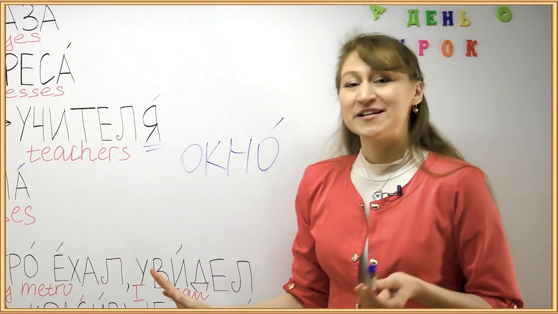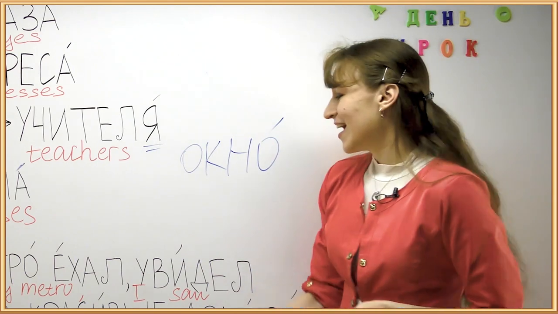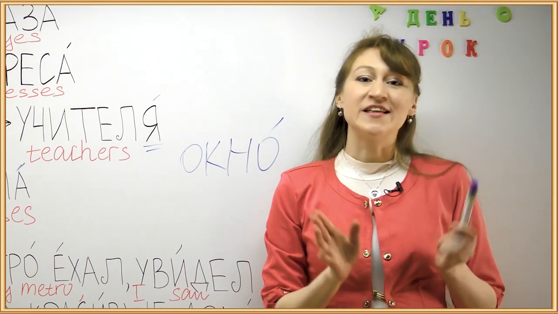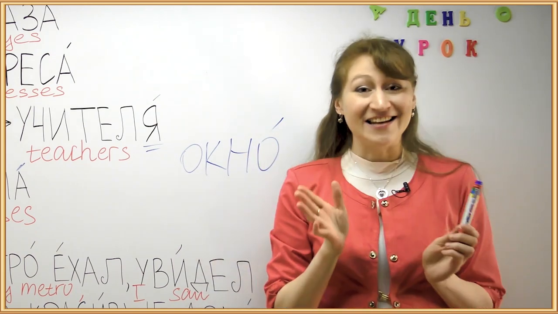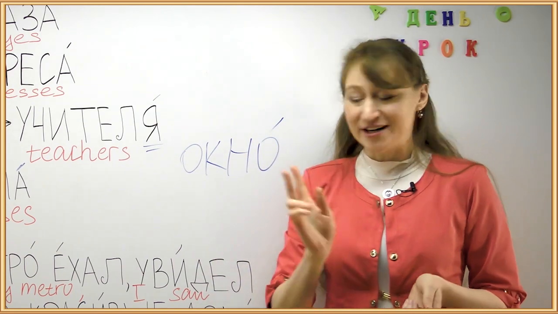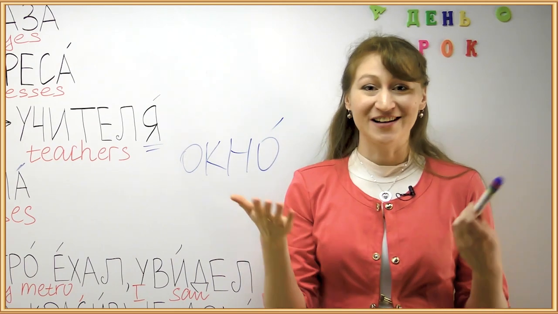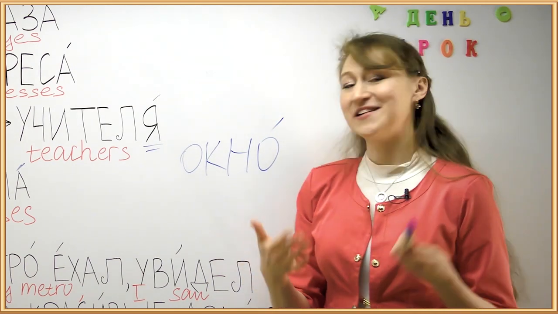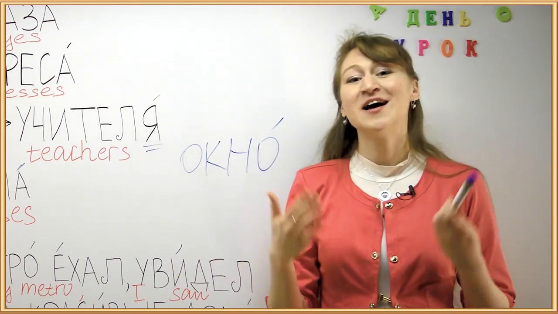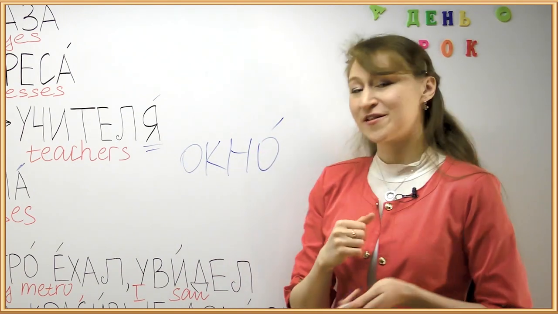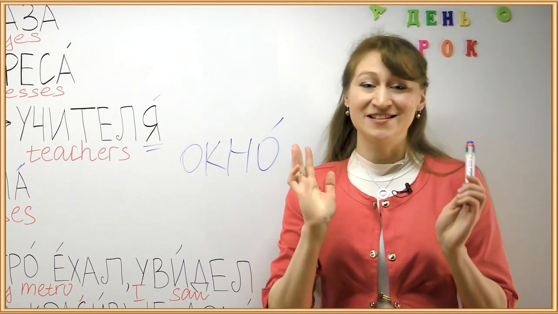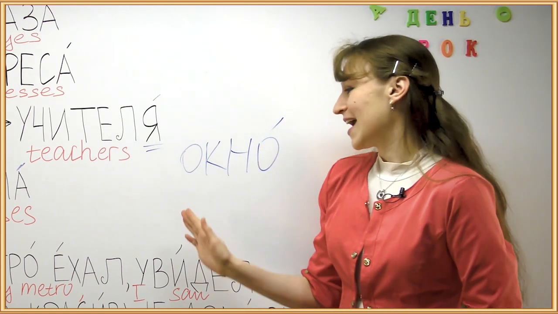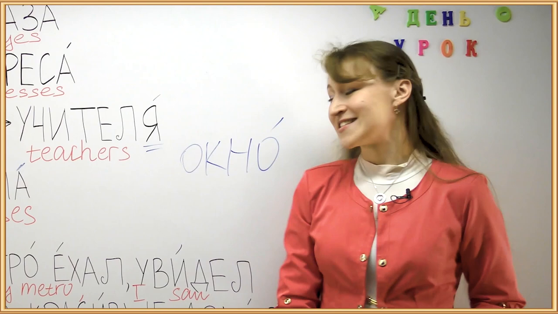So, I really recommend you watch this movie, because this is a movie that every Russian knows. Again, it consists of two parts. One is called Brat, brother, and the second one is called Brat 2, brother 2. You can find it on YouTube, just type in Brat, and you can watch it with English subtitles.